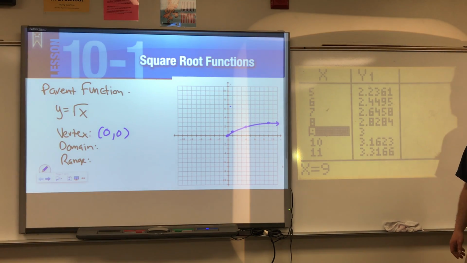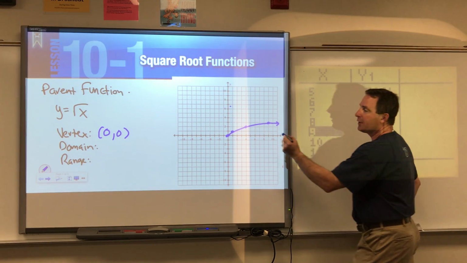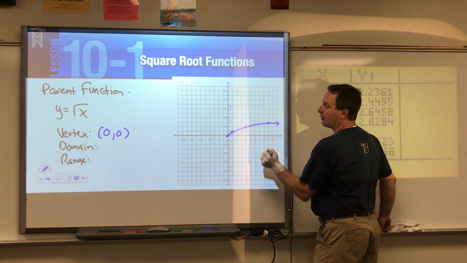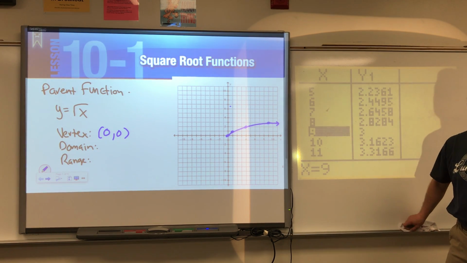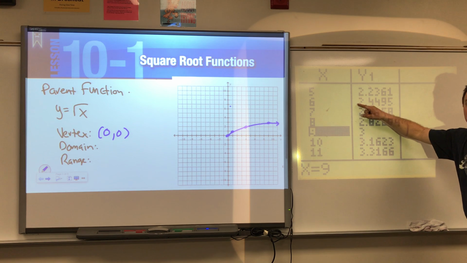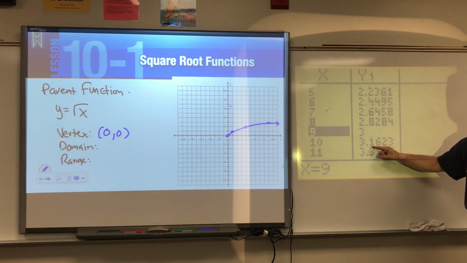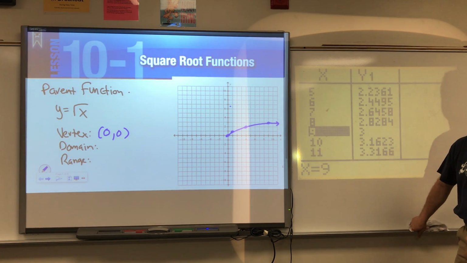And just so we're all crystal clear, there's still a few of us that are not putting the points on the graphs. Well, you're not getting credit for your graphs if you don't put the points on there. It's really easy to find the points. They're right on the table. Just copy them down. Okay?